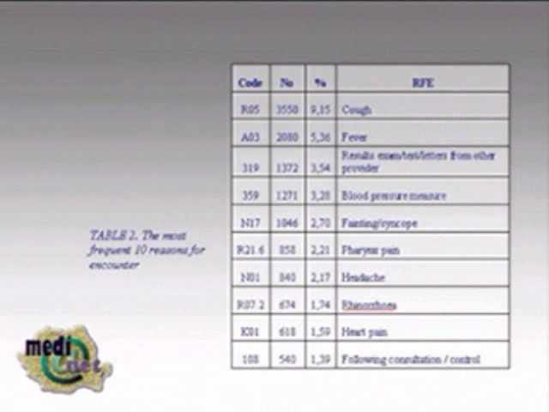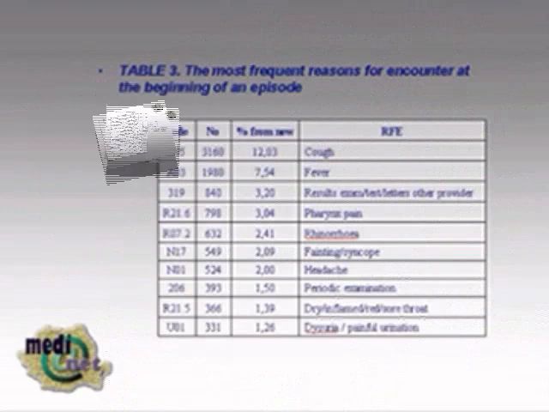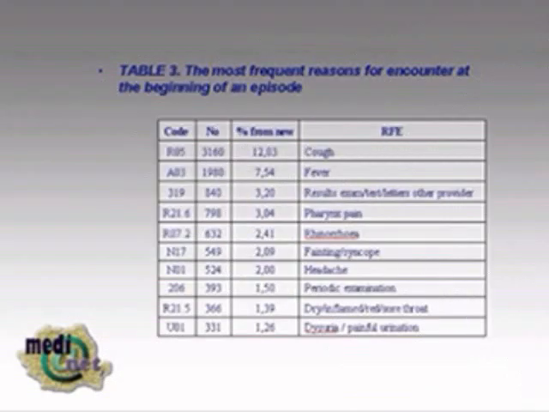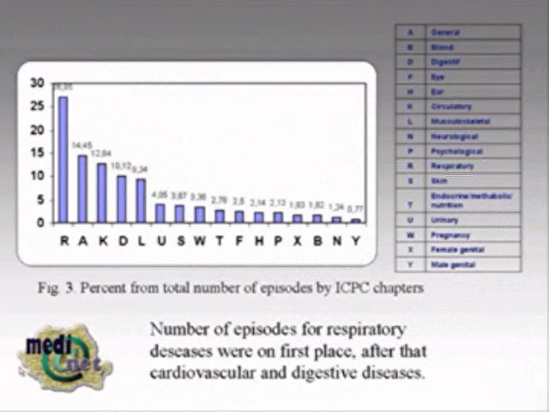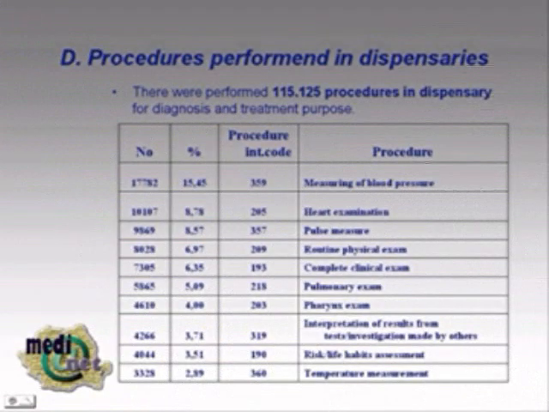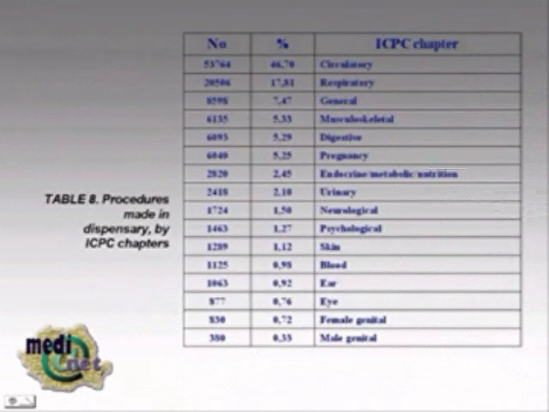Here you can see some tables for reason for encounter. The most frequent reasons for encounter at the beginning of the episode, the percent from the total number of episodes by ICPC chapters, procedures performed in dispensaries, procedures made in dispensary by ICPC chapters.